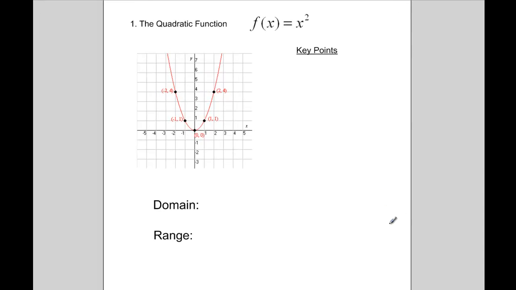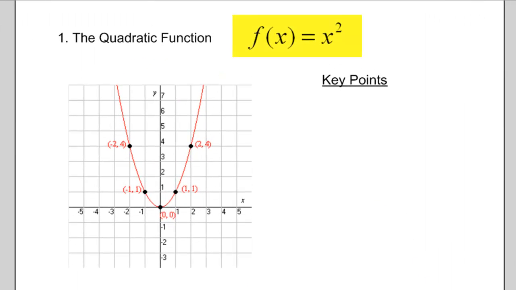So here's our quadratic function, f of x equals x squared. For each of these parent functions, we're going to look at 4 things. The first thing is what the graph of each of these functions look like. Now remember, these are the basic functions. These functions have no transformations on them. They're just the normal functions you would see without any stretches, compressions, translations, or reflections.